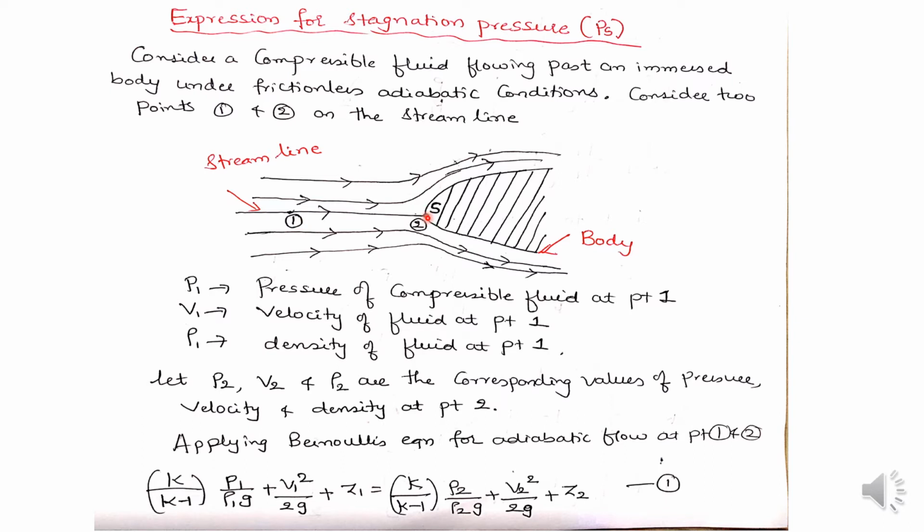Now let us apply Bernoulli's equation for this adiabatic flow between points 1 and 2. In the previous classes we wrote Bernoulli's equation for the adiabatic process: K divided by K minus 1, P1 divided by rho 1 g, plus V1 square divided by 2g, plus Z1, equals K divided by K minus 1, P2 divided by rho 2 g, plus V2 square divided by 2g, plus Z2. Let me call this equation 1.